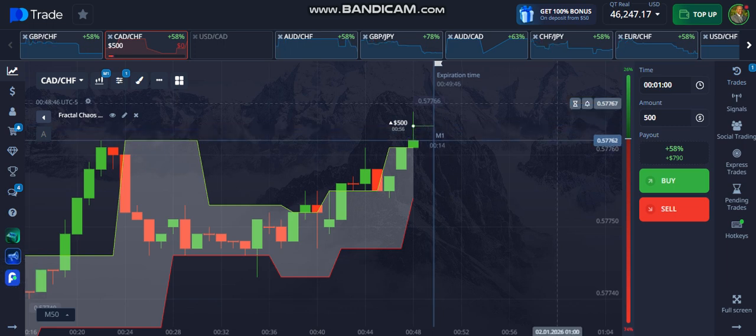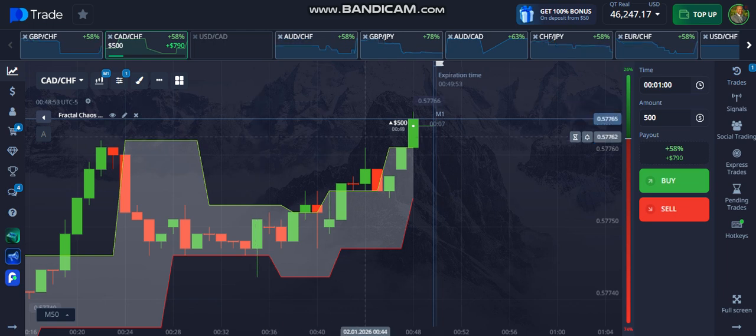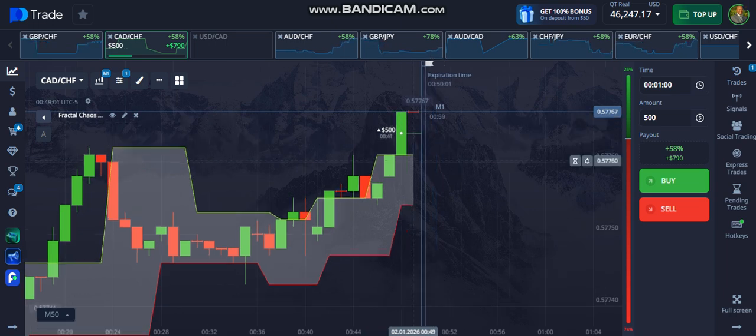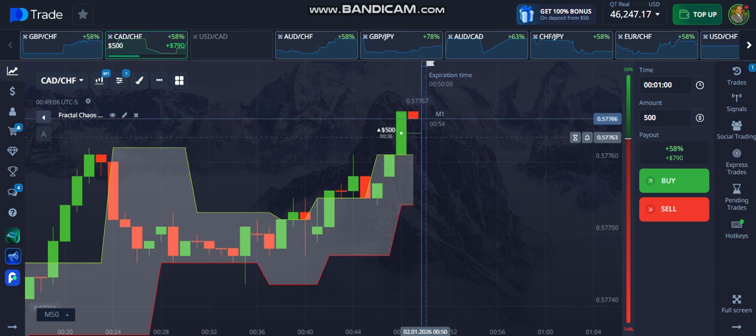Okay, so I'm on the Canadian dollar Swiss franc currency pair, and I just took a buy trade because if you notice here, this candle is about to close outside the upper boundary of the fractal chaos band line here. So this suggests to me that there's going to be a bullish breakout to the upside. So I went ahead and took the trade before this green candle actually closed because I knew it was going to close outside the chaos band line here.